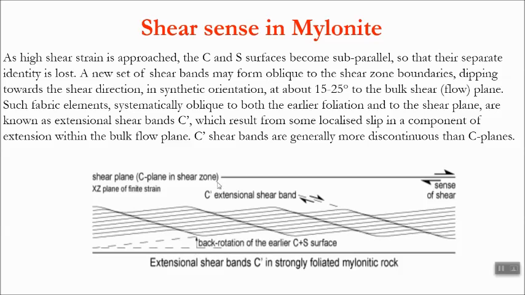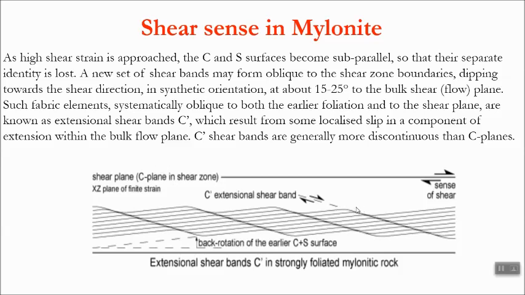Then after this C shearing, we can get another kind of secondary plane of shears which are called C dash shear. Because of continuous deformation, the C and S fabric got parallelly aligned, and a new shear plane called the C dash shear plane has formed. This C dash shear plane will be inclined to the original sense of shear, at around 15 to 25 degrees, a very gentle dipping direction. These foliation planes, which develop later, are called extensional shear bands and denoted as C dash, and they are generally more discontinuous than the C planes. In the field, it may be difficult to identify whether it is a C plane shear or a C dash plane shear.